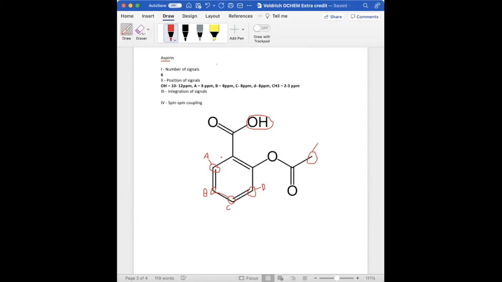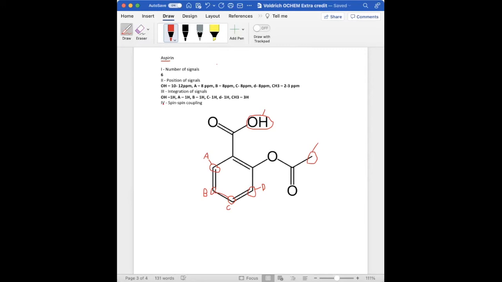Now, when talking about the integration of the signals, we just have to determine how many hydrogens are on that carbon or oxygen. So this OH group will only have an integration of 1, and so will all 4 of the aromatic hydrogens. And the CH3 group, since it has 3 hydrogens, will have an integration of 3.